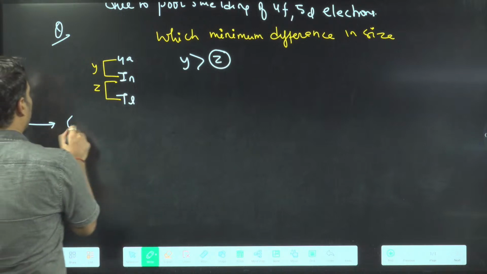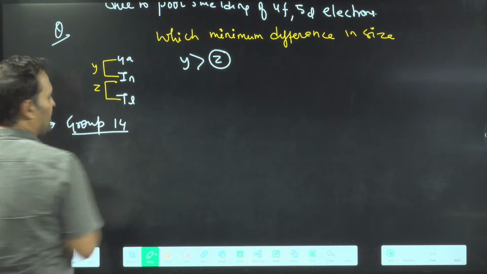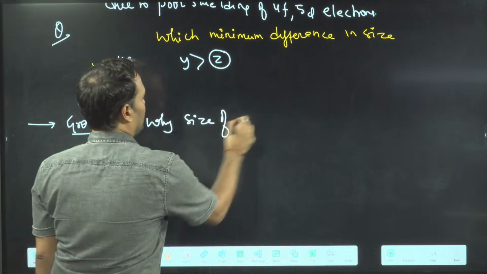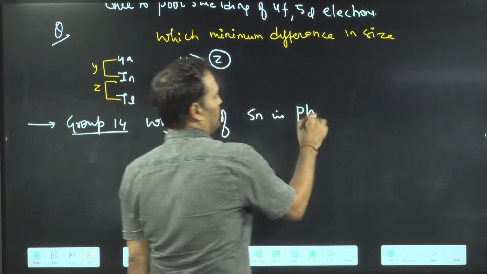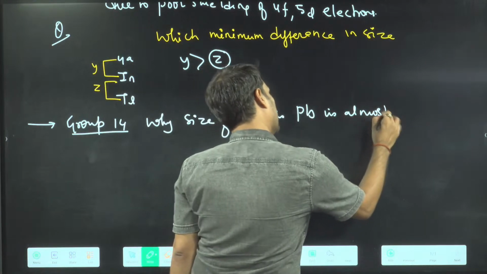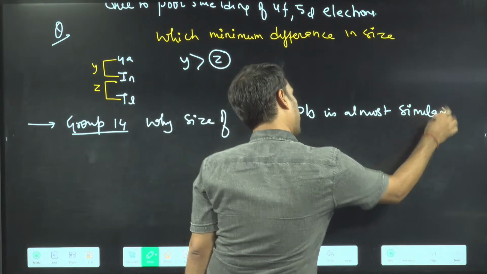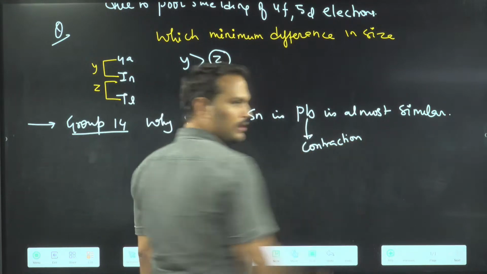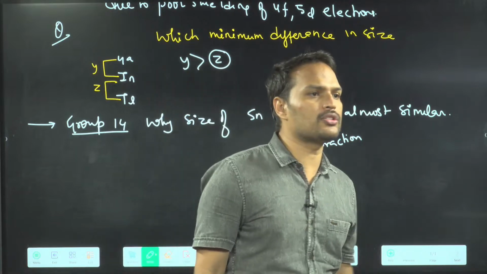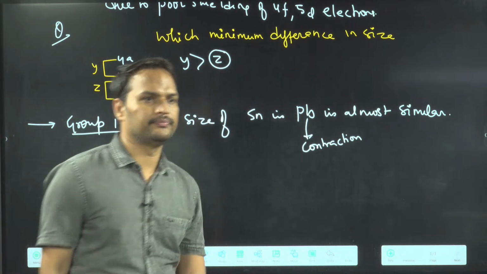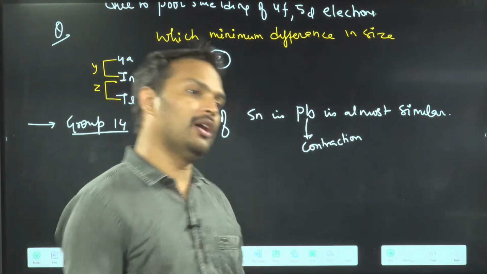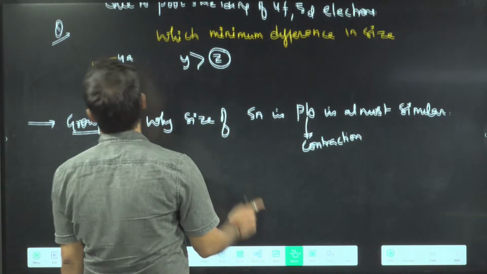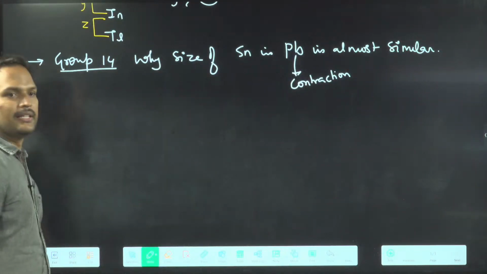Similarly, they can generalize it for group 14 also. They will ask you why the size of tin and lead is almost similar. See, again what will happen? Here there will be contraction. So tin and lead will become almost similar. Got the point? Everyone see it? All have written Z. Nice. Very nice. Good. Very good. Okay, now let's come to the next point.